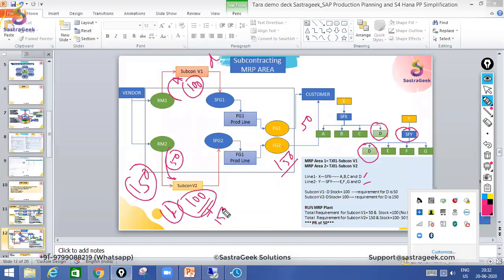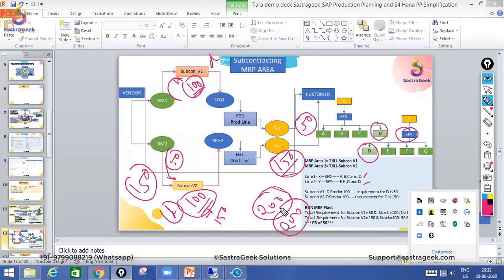Now, if I'm not creating the subcontractor as a separate MRP area, the system will say, hey, my subcontractor stock available is 100 plus 100, that is 200. And my total requirement is 150 plus 50, which is 200. No need to send anything if we are running MRP at plant level. And we will not get visibility of which material is available at which subcontractor.